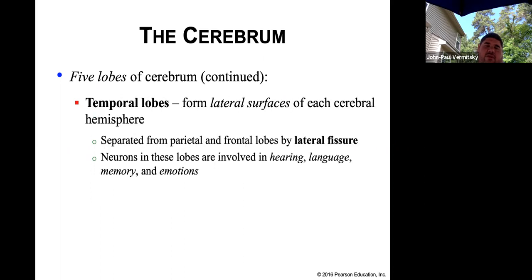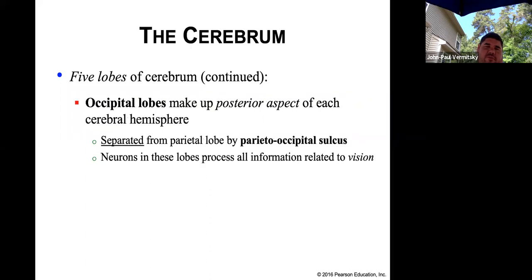The temporal lobes, these are going to form the lateral surfaces of each cerebral hemisphere. And neurons in these lobes are involved in hearing, language, memory, and emotions. The occipital lobes, this makes up the posterior aspect of each cerebral hemisphere. And this is where you're really going to process all information that's related to vision.